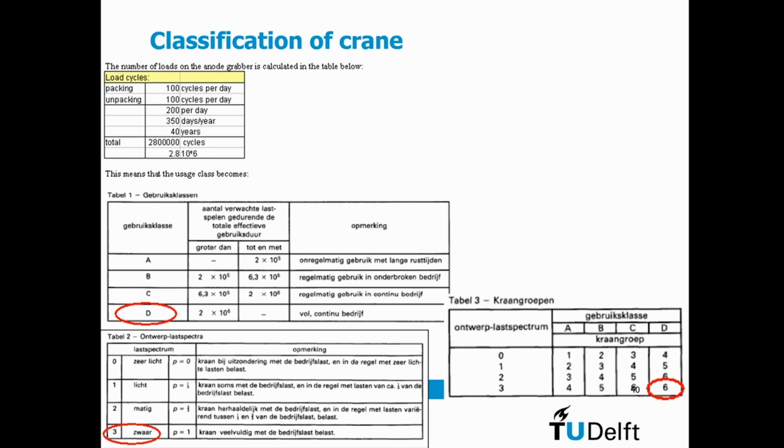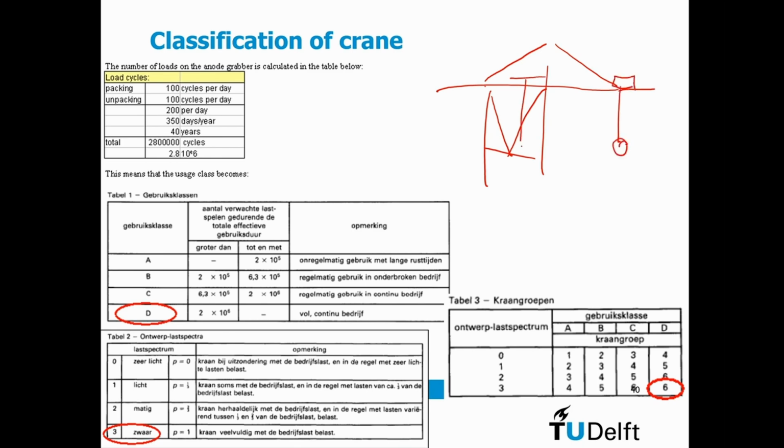Because cranes have one big advantage over other structures: the load cycle is easily recognizable. What is a load cycle? I pick something up, I move it there, and I unload it there, and that is the load cycle. Since these load cycles are so easy to count, they came up with a method for classification.